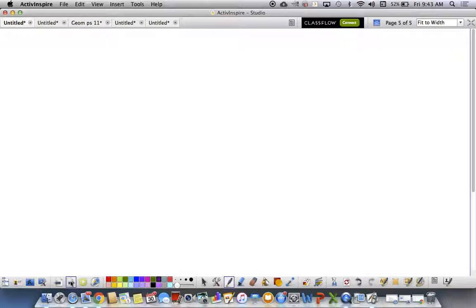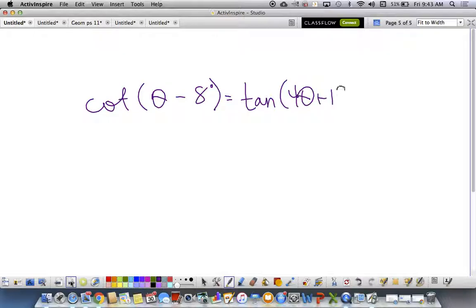Good job. Okay, what if you have cotangent theta? That was kind of hard. Cotangent theta, I think it was minus 5. No, it was minus 8 degrees. I always forget degrees. Equals tangent 4 theta plus 13. Find one solution for theta that will make the equation true.